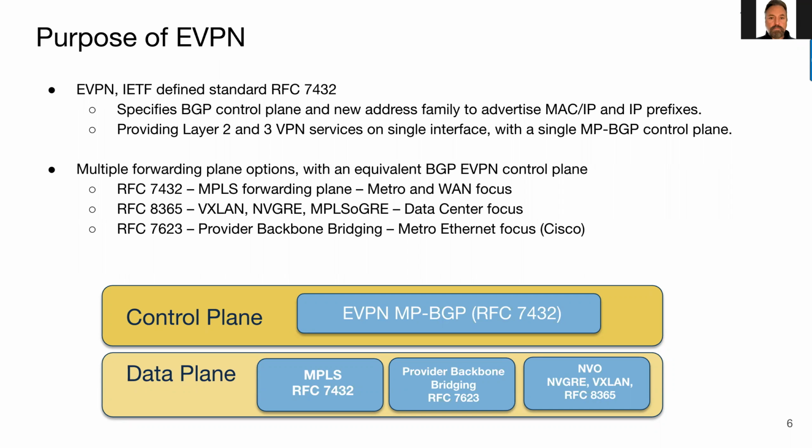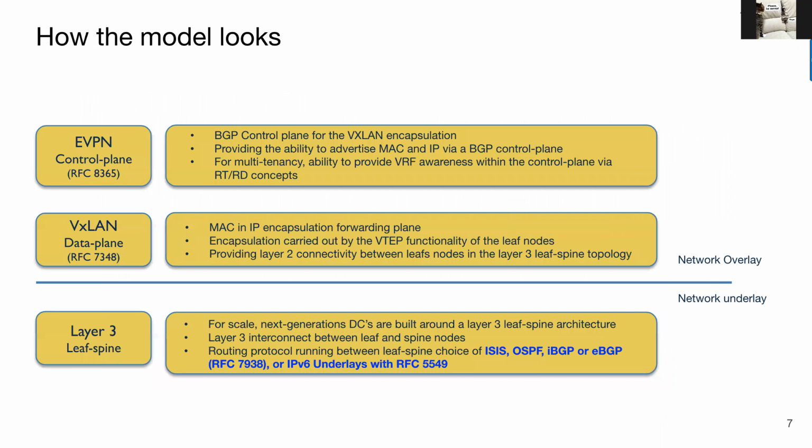And that's what this class focuses on, VXLAN as our data plane forwarder. There is a third forwarding plane option, which is just provider backbone bridging, if you are interested in reading more about that. So if we're taking a look at the model, we have a BGP control plane, and we'll be taking advantage of multi-protocol BGP and its ability to have address families for our VXLAN encapsulation.